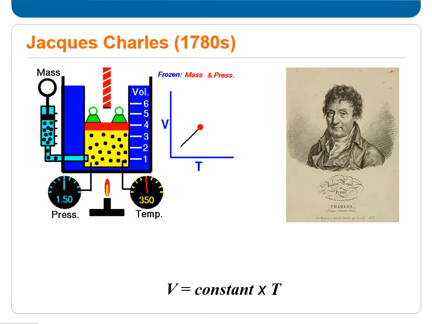Jacques Charles' experiments showed that when the pressure on a sample of a dry gas is held constant, the Kelvin temperature and the volume will be directly related. He also worked on the first hydrogen balloon and some manned balloons.